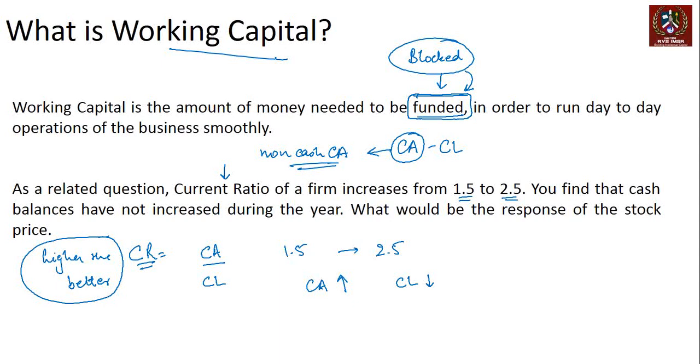Now, the next question that comes to our head is what is an ideal number? Should it be positive? Should it be negative? Or should it be zero? Right? So that's the next question that comes to our mind, what is an ideal number for the working capital of a company? We discuss that in our next section.